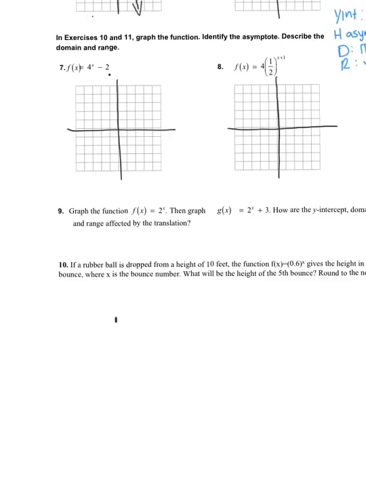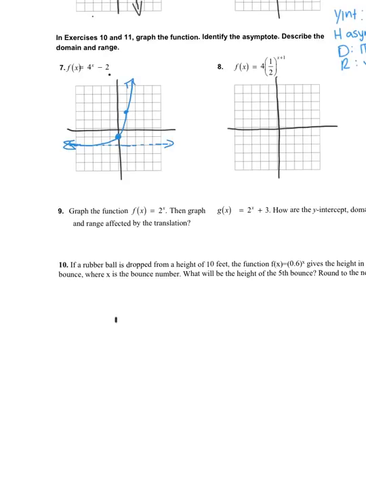Okay, so for this next part, we have some transformations involved. In exercises 7 and 8, actually, that should say, graph the function and identify the asymptote. Describe the domain and range. I'm going to give you guys a little bit of time to graph this on your calculators, so go ahead and pause this video and graph it on your calculator.